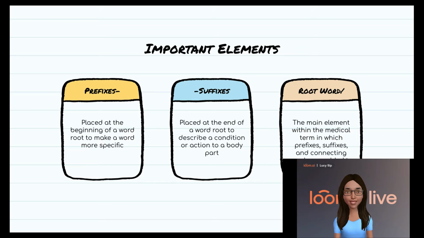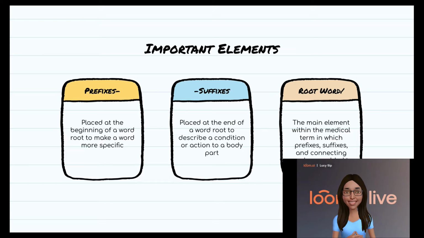Most words are a simple combination of different elements that include prefixes, suffixes, and word roots. Prefixes are placed at the beginning of a word root to make a word more specific. Suffixes are placed at the end of a word root to describe a condition or action to a body part. Root words are the main element within the medical term in which prefixes, suffixes, and connecting vowels are added to.